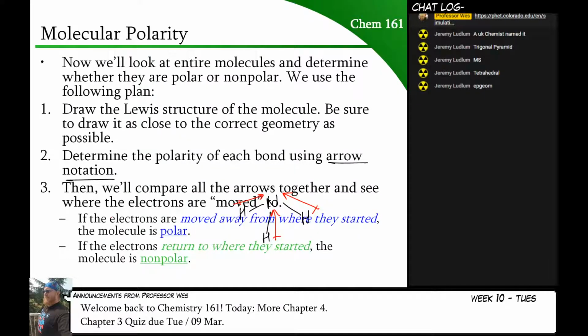And then finally, we're going to add all of those arrows together, using vector addition, and we're going to determine where the electrons got moved to. Because polarity is just electrons being shuffled across a bond more in one direction than the other. They're going to move in the direction of the arrow, so we're just going to follow the arrows. If we follow all the arrows and we end up away from where the electrons started, then the electrons ended somewhere different than where they started. The molecule must be polar.